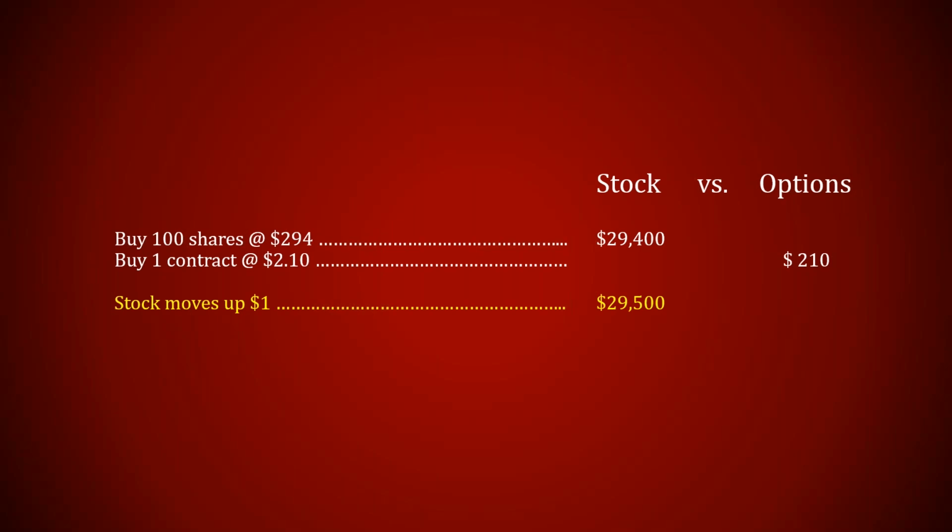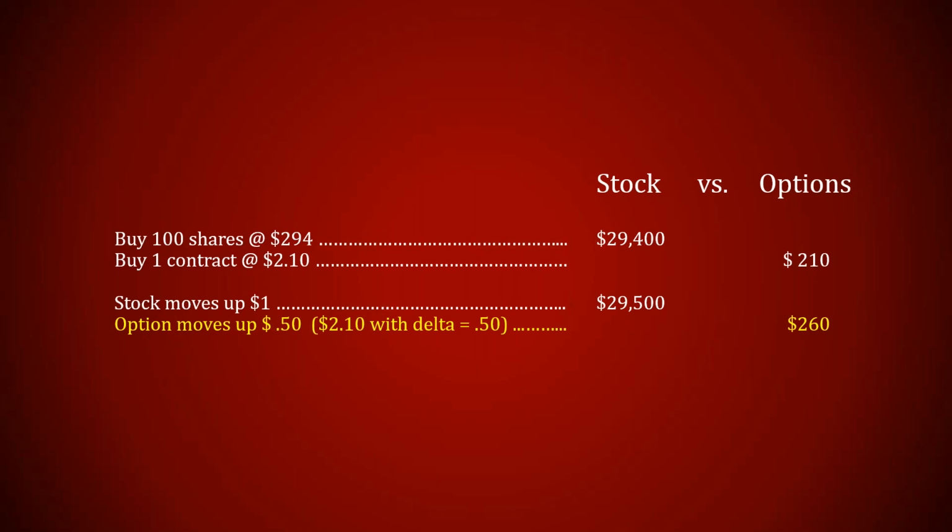So now let's say the stock moves up $1. So now your $29,400 value becomes $29,500. But if you held the option and the stock goes up $1, there's this thing called the delta. It's one of the Greeks. It's a factor that relates the option value to the underlying stock. So in other words, if the stock goes up $1, and you've got a 50 delta, well, your option goes up 50 cents. You might feel like you're getting a little ripped off, but take a look at the leverage here.